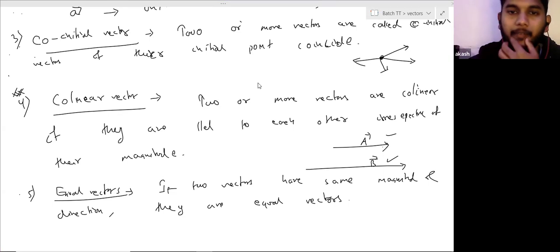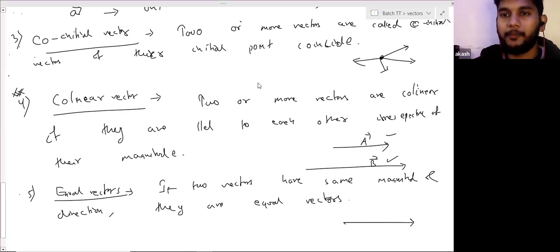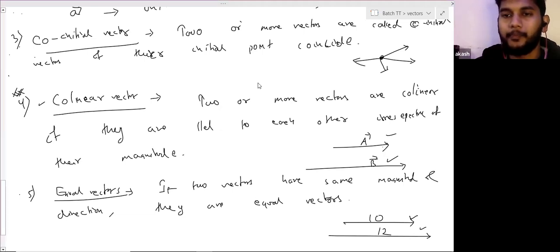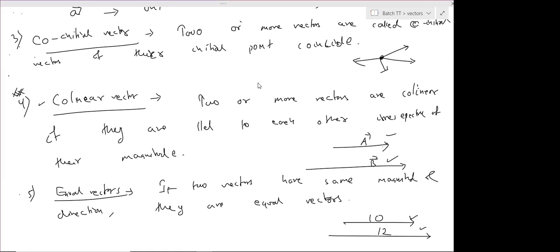Fourth one is, suppose there is a vector along the north direction with magnitude 10, and we have another vector which is in the north direction with magnitude 12. They are parallel, right, Ahmed? Because the direction is same. Yes, sir. Then they will be called collinear vectors. We do not care about their magnitude. All right, clear? So if they're parallel, they are collinear vectors.